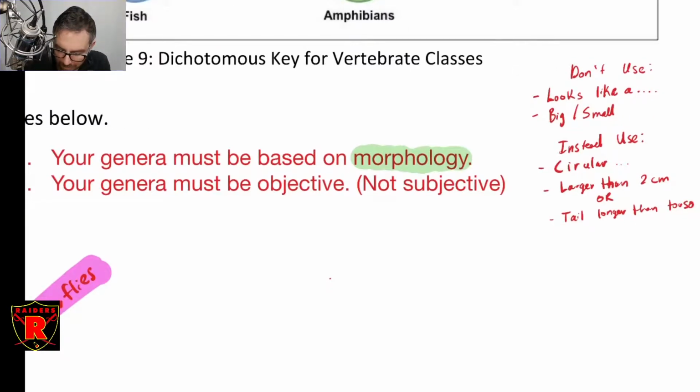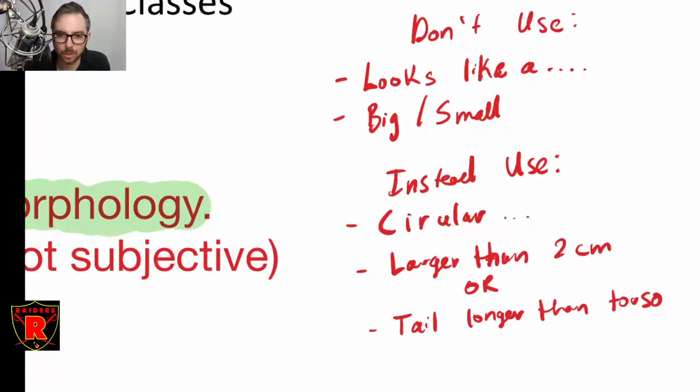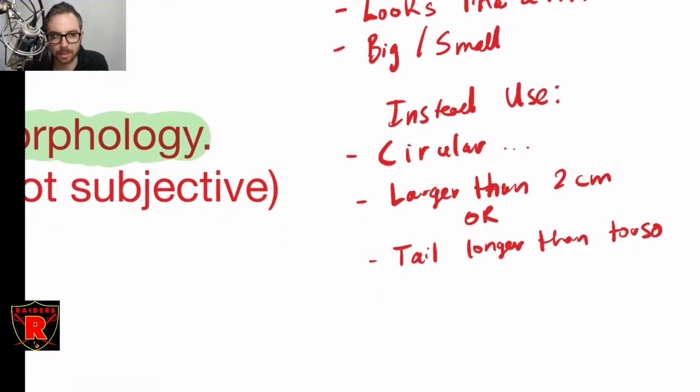Now, for example, don't use "looks like a," and don't use big and small. What you could use instead are things like circular. It has circular markings. That's legit. The markings on it are circular. Or instead of saying it's big, it's larger than 2 centimeters. Or its front legs are larger than its rear legs. Those are objective things that can be measured, whereas saying that it's long can't be measured. Or tail longer than torso, or something like that.